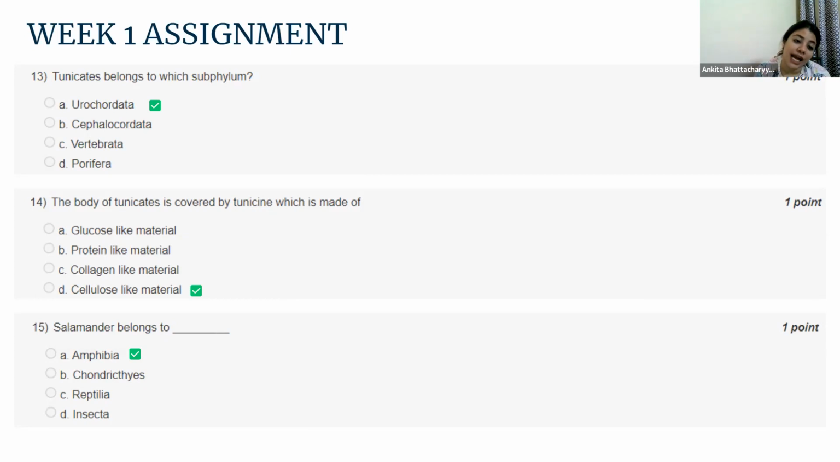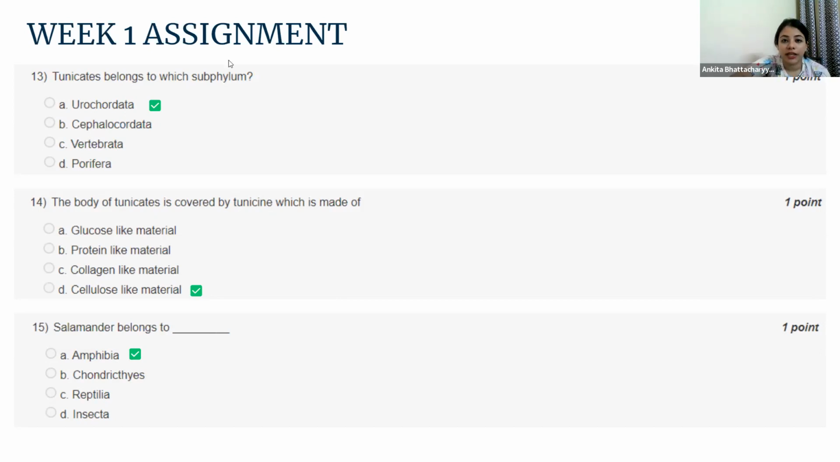And the body of tunicates has been elaborated in question 14. Their body is covered by tunicin, which is made up of A, glucose-like material, B, protein-like material, C, collagen-like material, or D, cellulose-like material. This is also a fairly direct question, and the answer to this is cellulose-like material. So that is how the body of tunicates is usually formed.